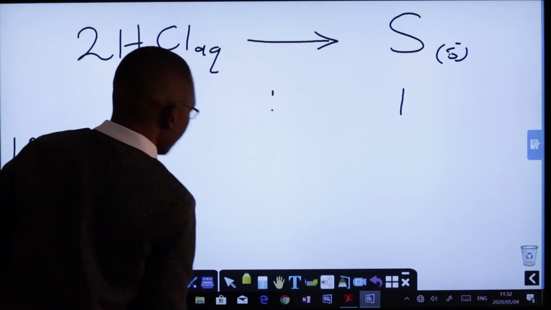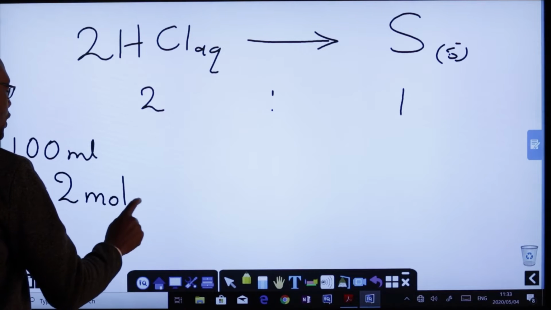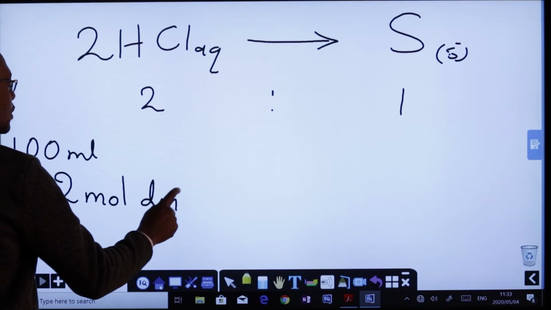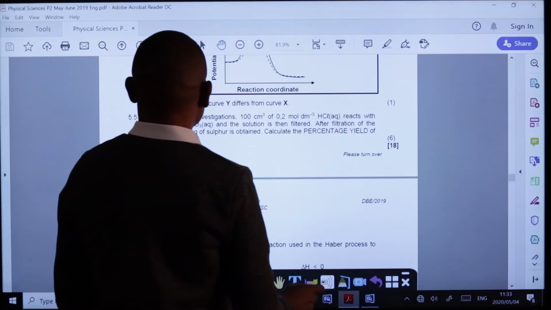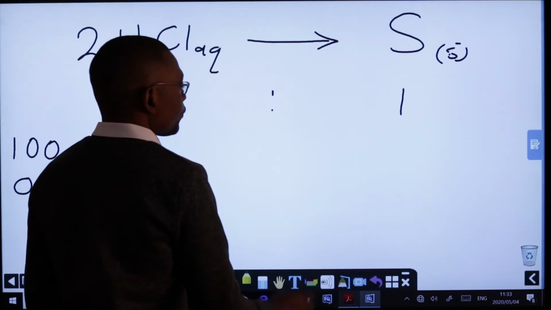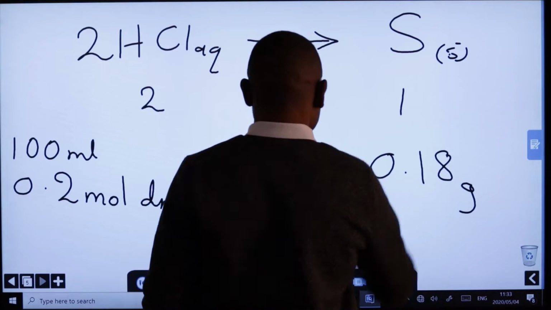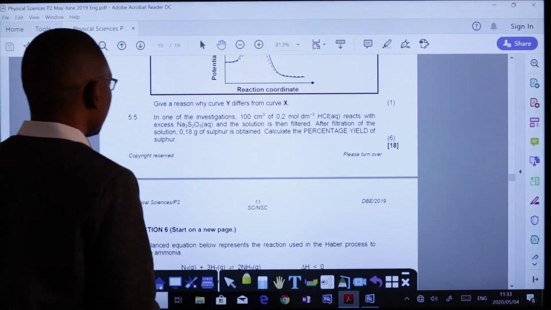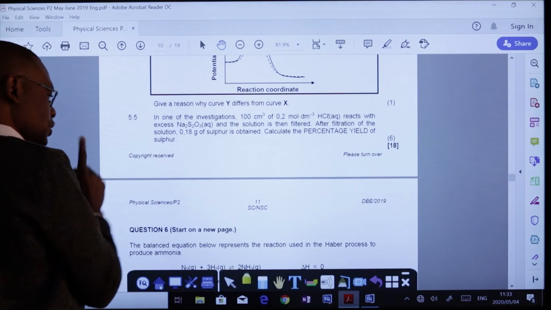0.2, sorry. There we are. So it's going to be 0.2 moles per dm cubed. And then we are going to produce 0.18 grams of sulfur. So here's the $1 million question. It is saying calculate the percentage yield of sulfur.